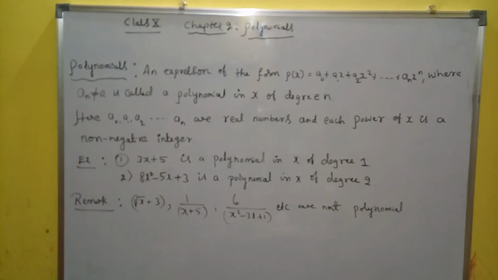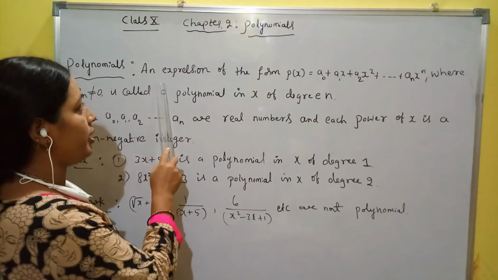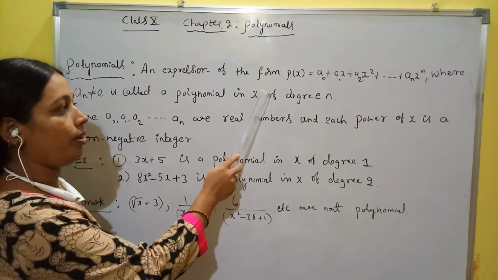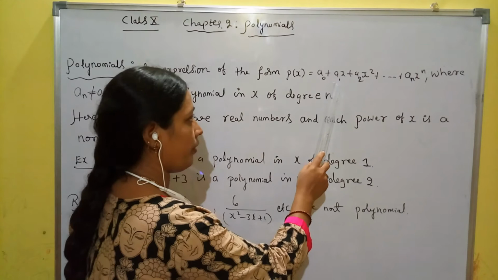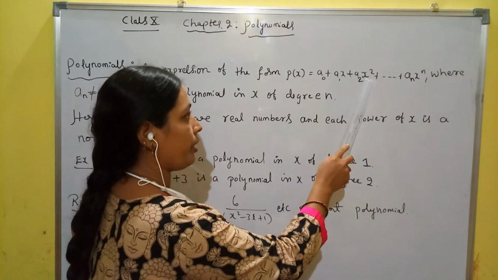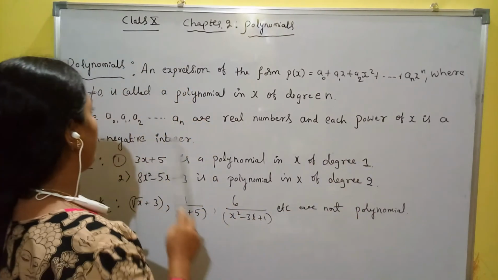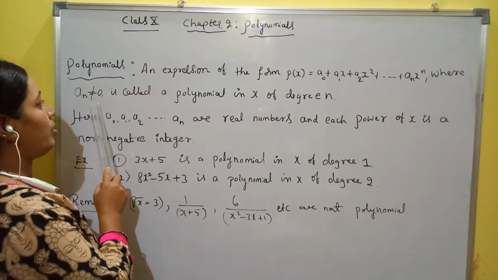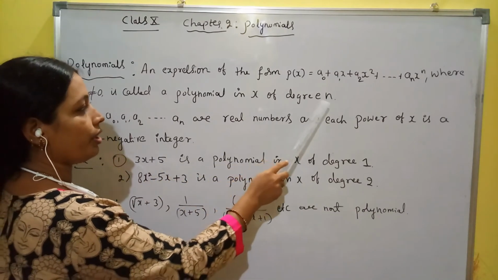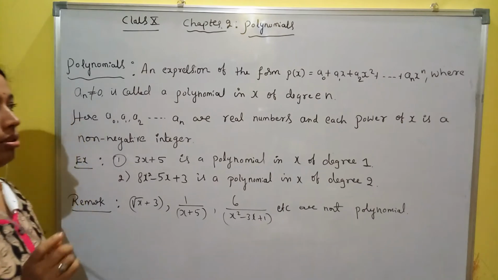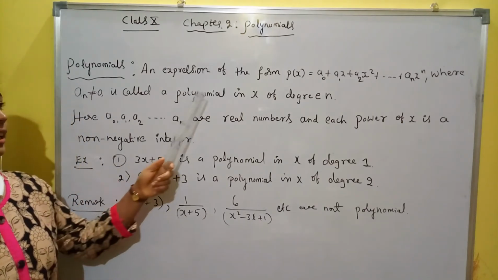I have already written the meaning on the board. Polynomial means an expression of the form p of x is equal to a0 plus a1 x plus a2 x square plus ... plus an x to the power n, where an is not equal to 0, is called a polynomial in x of degree n. Have you understood what is the meaning of polynomial?